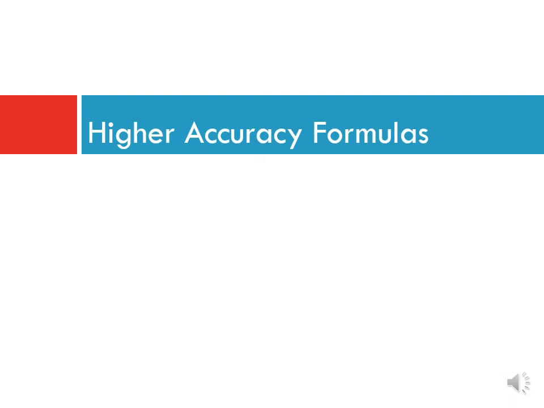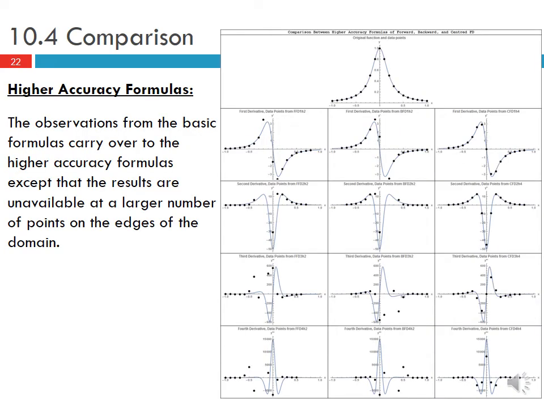So now let's talk about the higher accuracy formulas. So the observations for the basic formulas carry over to the higher accuracy formulas, except that the results are unavailable at a larger number of points on the edges of the domain. So we can notice that the first derivative is unavailable at the last 2 points because the forward finite difference higher accuracy formulas use the information at xi plus 2 to calculate the derivative at xi. Similarly, the first derivative is unavailable for the first 2 points in the backward finite difference higher accuracy formulas because the scheme uses the information at xi minus 2 to calculate the derivative at xi.